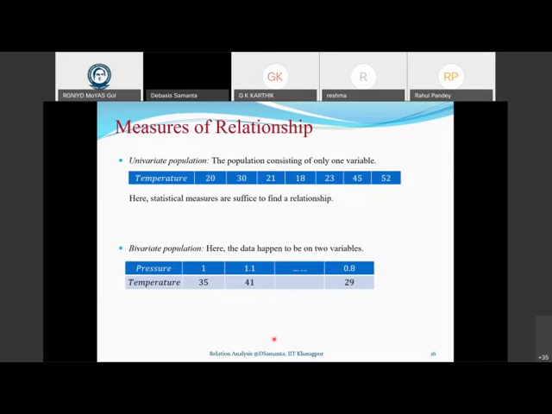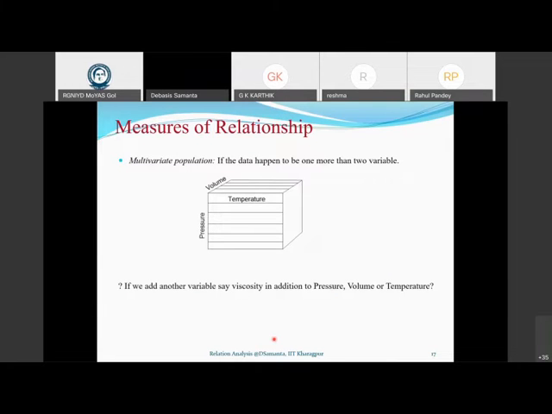Other than univariate and bivariate population, there is another type of population called the multivariate population. As the name implies, more than two variables are involved. For example, if you want to store data regarding pressure, volume, temperature, humidity, and viscosity, and so much other information. When multiple variables or attributes are involved, it is called the multivariate population.